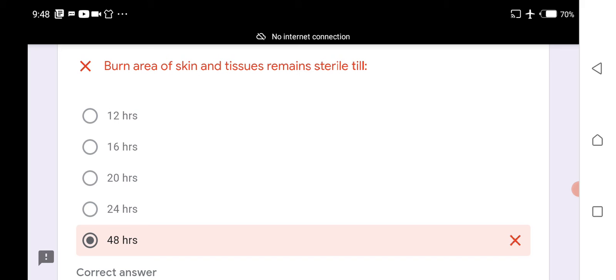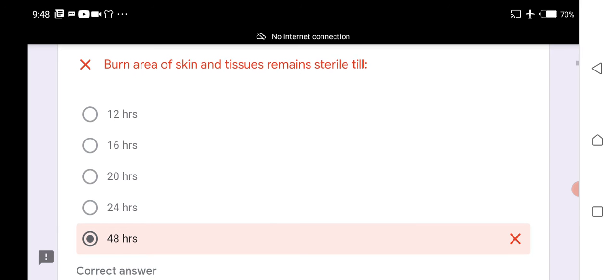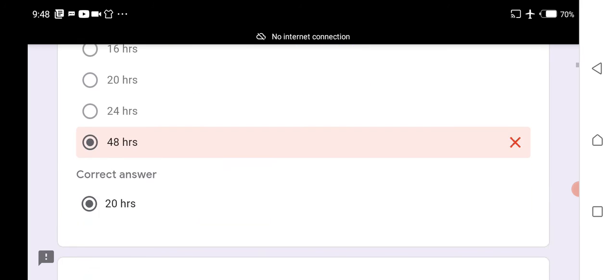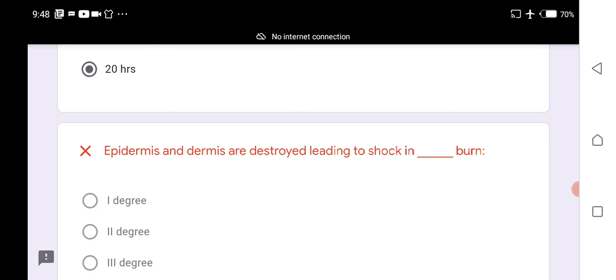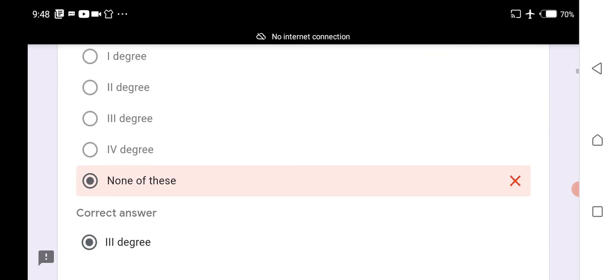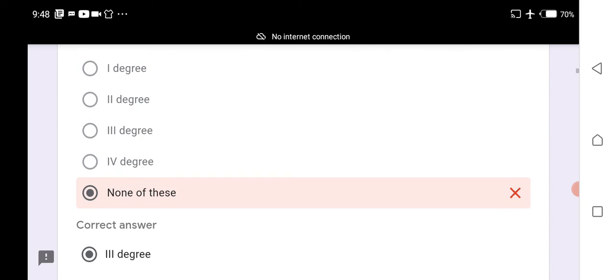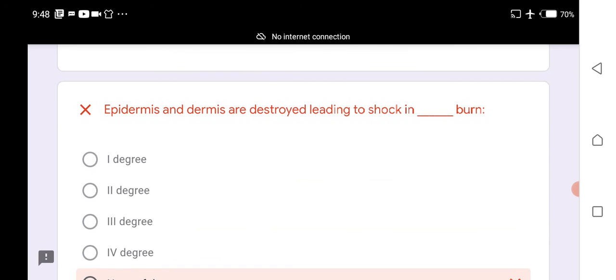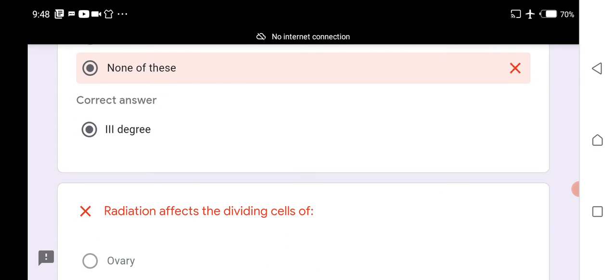Burn area of skin and tissue remains sterile till 20 hours. In third degree burn, epidermis and dermis are destroyed, leading to shock.